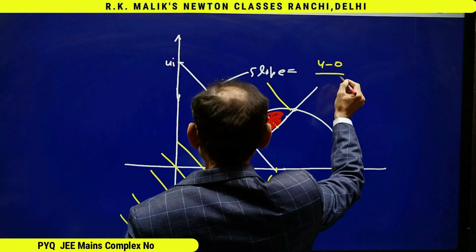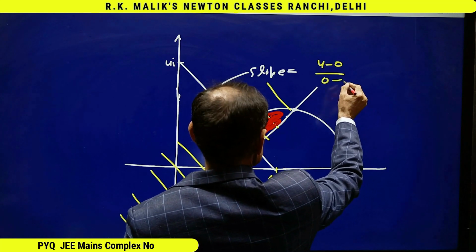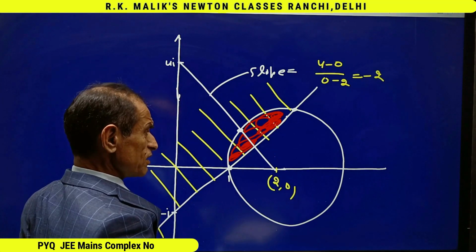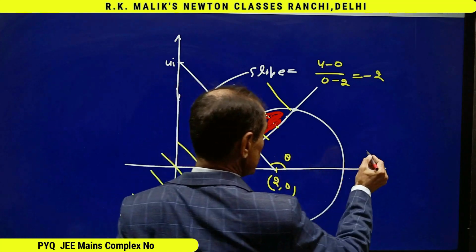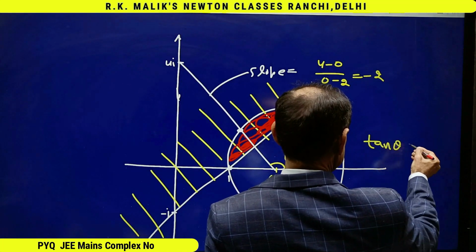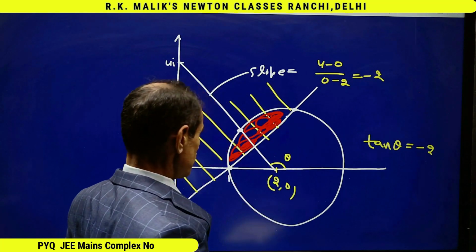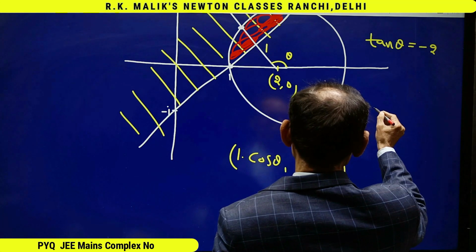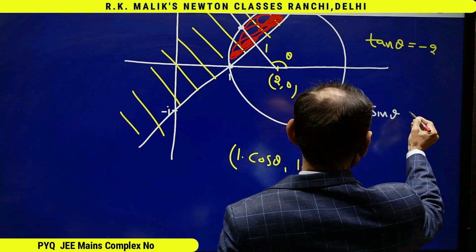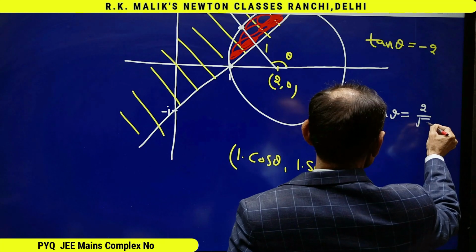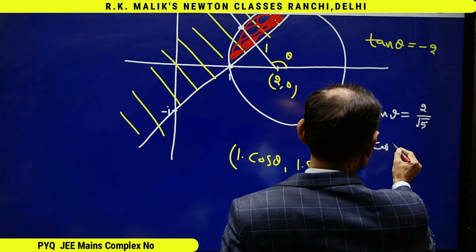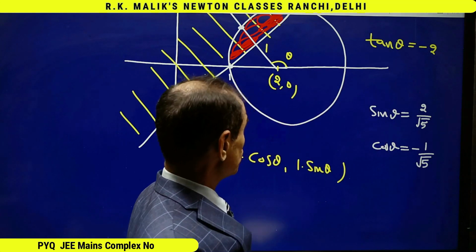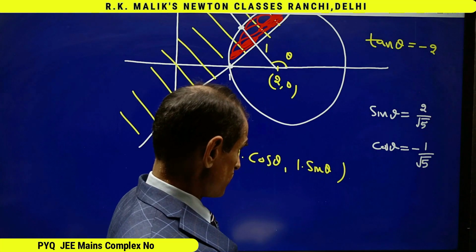is 4 minus 0 upon 0 minus 2, that is minus 2. It is clear that if this is theta, then tan theta will be minus 2. Clearly from here I can easily say that the value of sin theta will be 2 by root 5 and the value of cos theta will be minus 1 by root 5. Note that theta lies between 0 and pi.